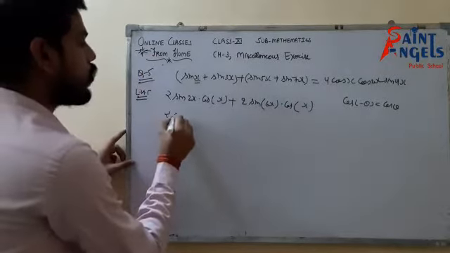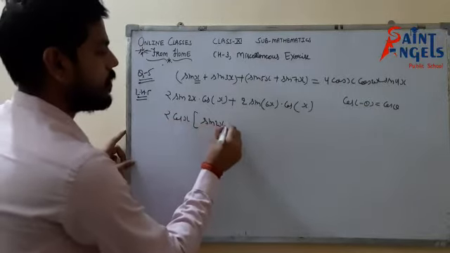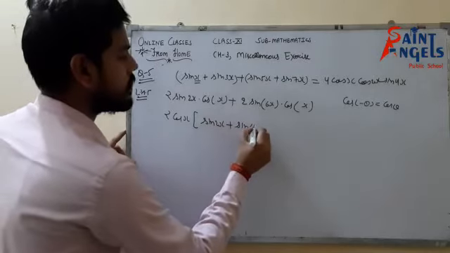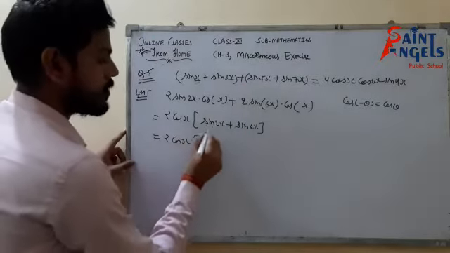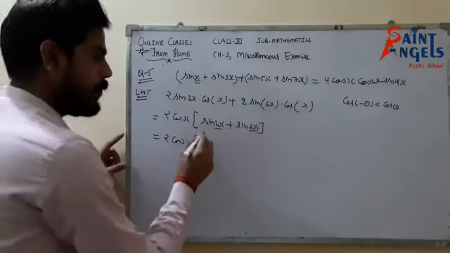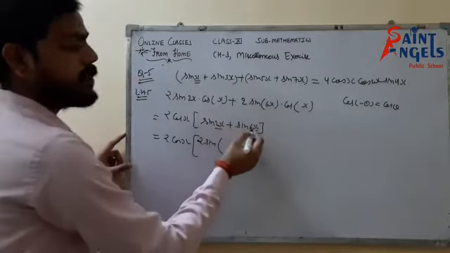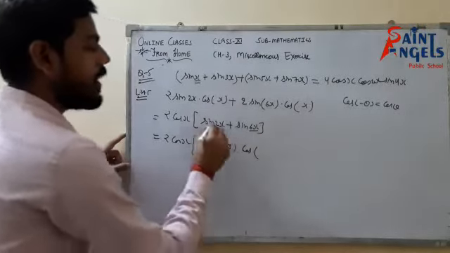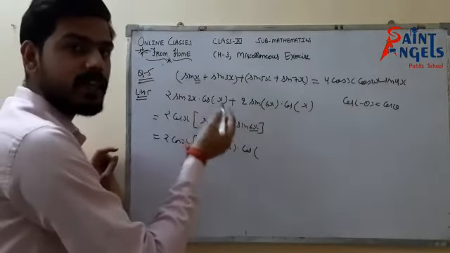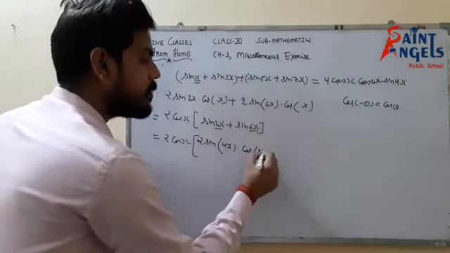Take 2 cos x as common. We will be left with sin 2x plus sin 6x. Now apply the formula of sin a plus sin b again. That would be 2 sin (a plus b) (2x plus 6x) 8x upon 2, 4x, into cos (a minus b), (2x minus 6x) minus 4x upon 2, which means minus 2x, and cos minus theta is equal to cos theta, so that would be simply cos 2x.